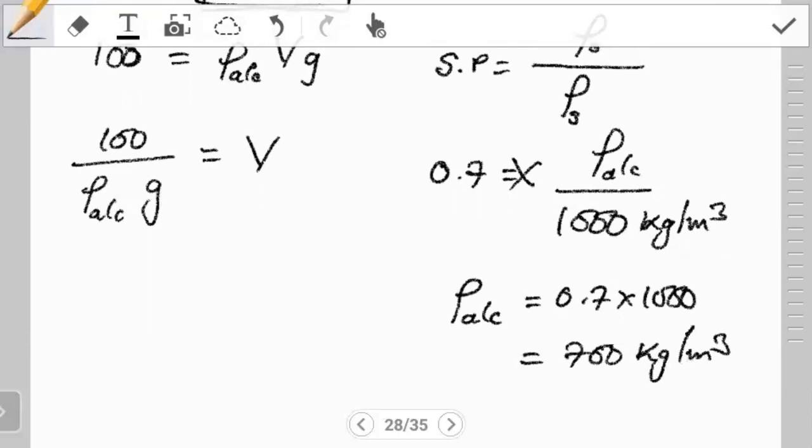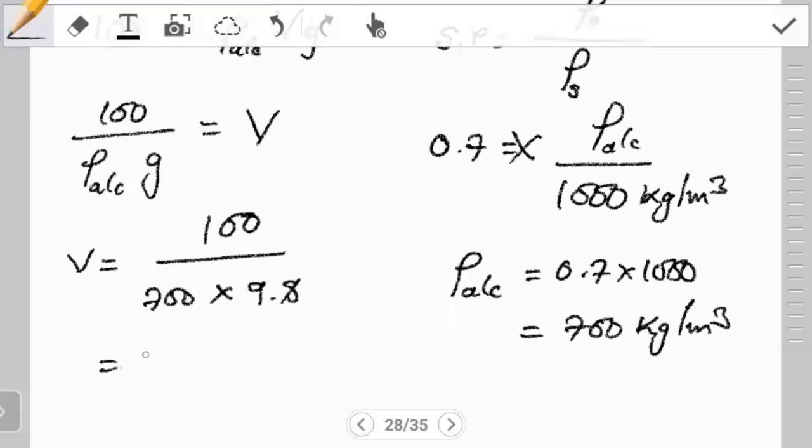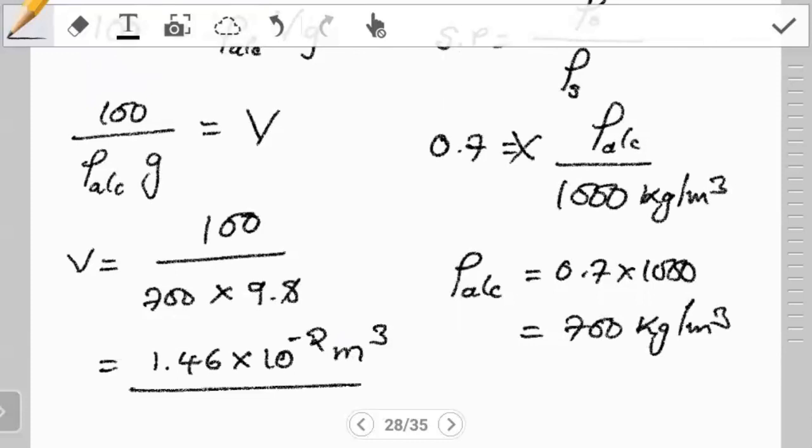Now, having found the density of alcohol, I can then find my volume. V is going to be equal to that buoyant force divided by the density of alcohol multiplying g. And if I evaluate this, the volume comes out as 1.46 times 10 to the power of -2 meter cubed. So this was just the first part. Now we move on to part B.